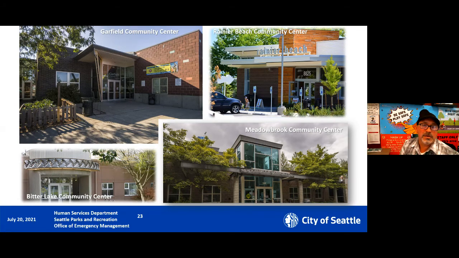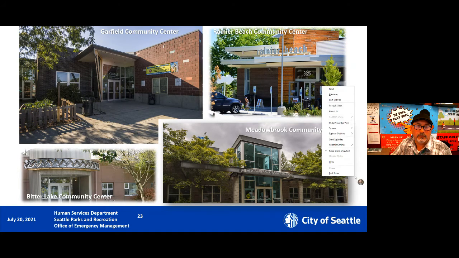The next slide shows 4 pictures of 4 of our community centers. They're showing the entrance to Garfield Community Center, Rainier Beach Community Center, Bitter Lake Community Center, and Meadowbrook Community Center. These are some of our priority 1 community centers that we use for sheltering if we are responding to an emergency shelter need to help support the Human Services Department. Next slide, please.